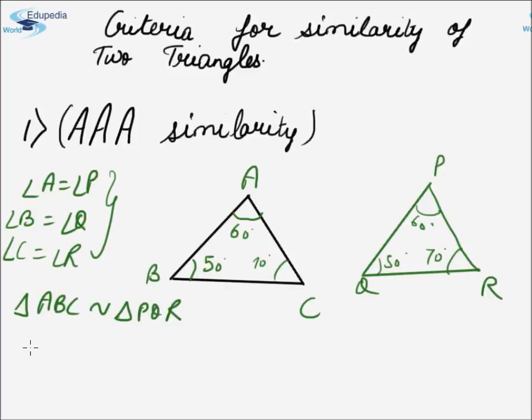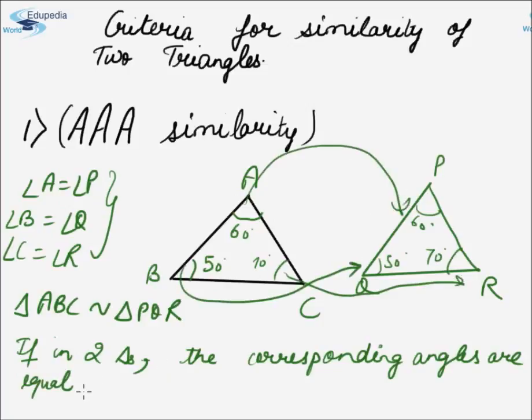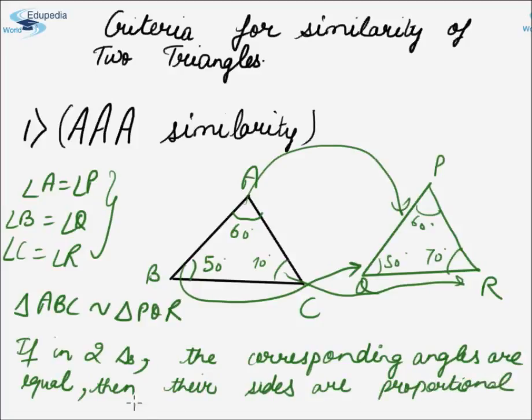So literally, if in two triangles the corresponding angles are equal, that is, this set is found, A is equal to P, B to Q and C to R, then their sides are proportional and triangles are similar.